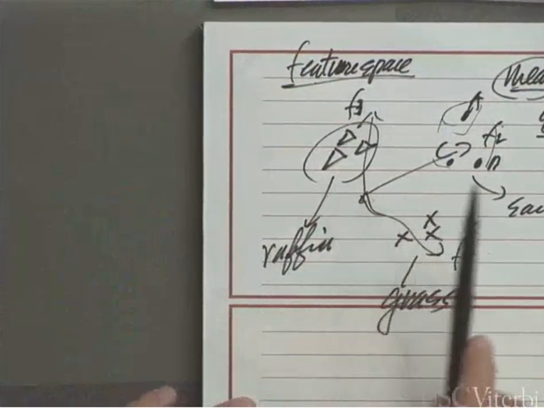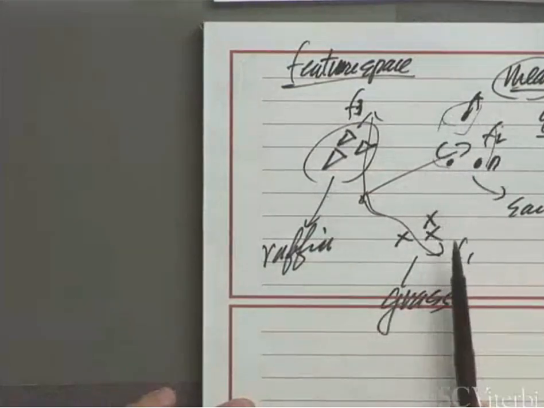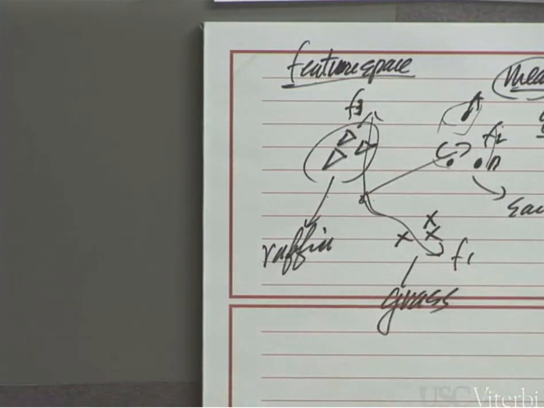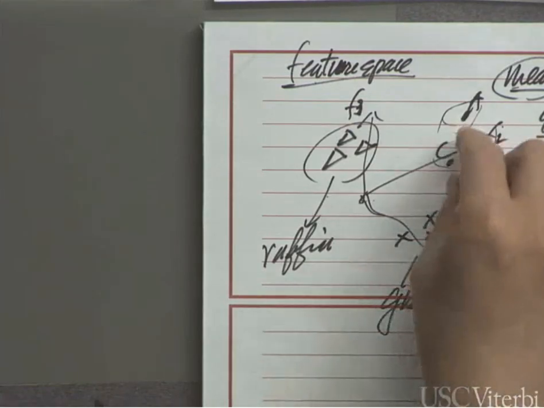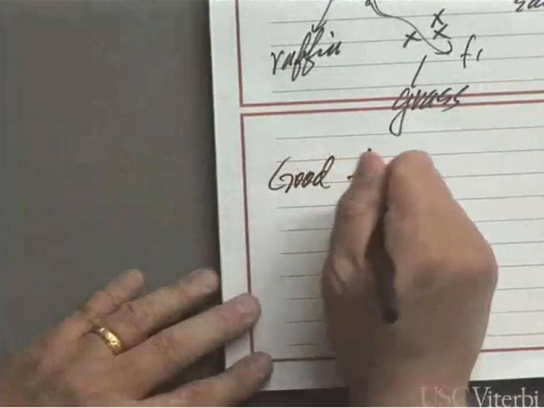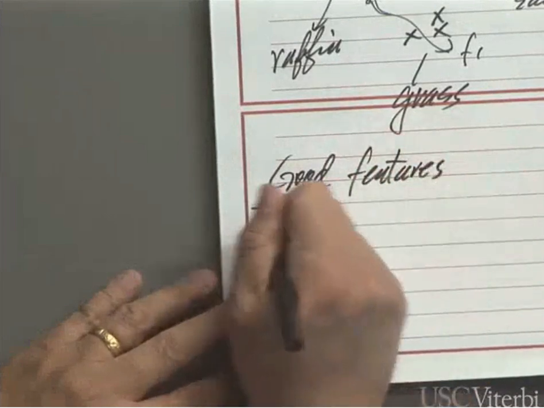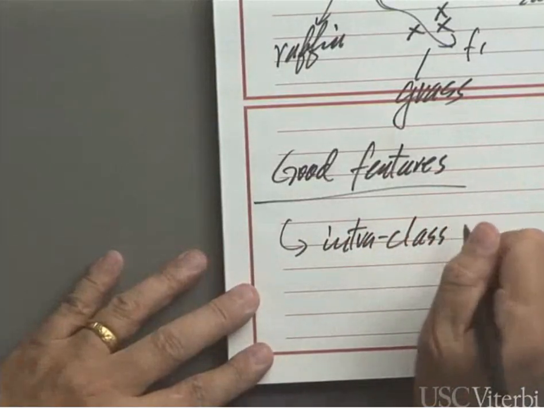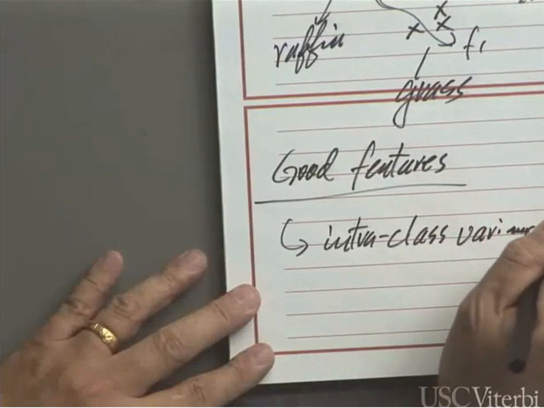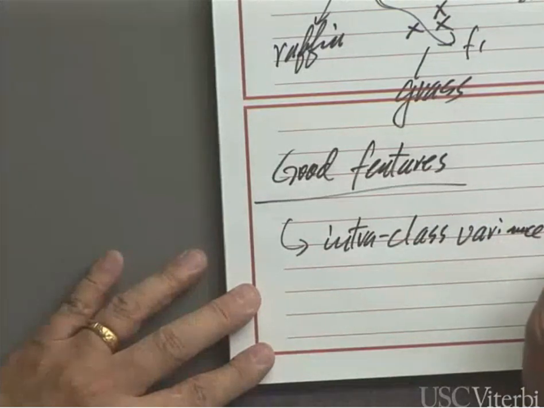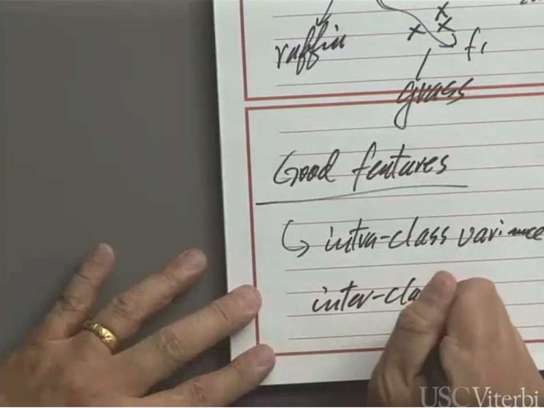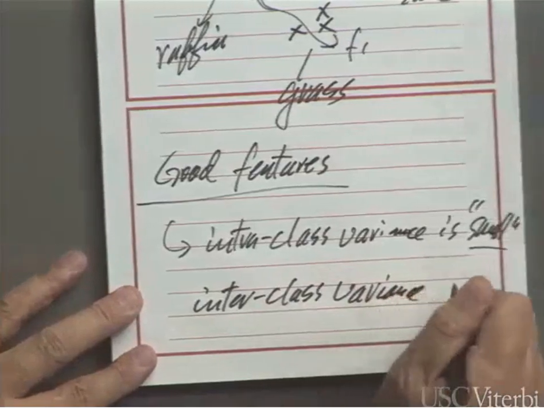Okay, so it's all about the different distributions, but if it's a good feature, the inter-cluster variance should be big, and the intra-cluster variance should be small. So what are good features? The intra-class variance is small, and the inter-class variance is large.